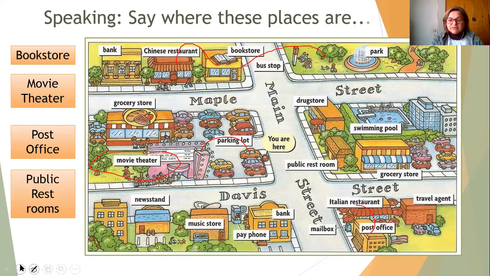The public restrooms, and you told me that the public restrooms were next to the drugstore. And the newsstand, I asked you about the newsstand, and you told me that the newsstand was next to the music store. I could say that the newsstand is between the music store and the building. You see? I could say that the newsstand is between the music store and the building.